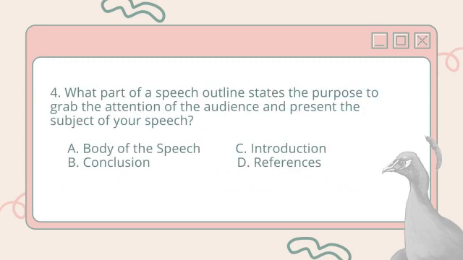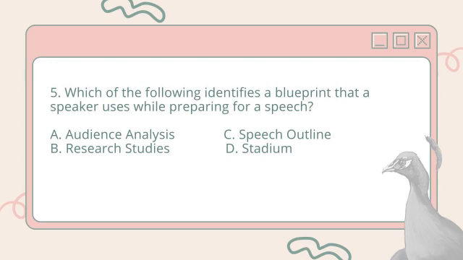Number 4. What part of a speech outline states the purpose, grabs the audience's attention, and presents the subject of your speech? A. Body of the speech. B. Conclusion. C. Introduction. D. References. Number 5. Which of the following identifies a blueprint that a speaker uses while preparing for a speech? A. Audience analysis. B. Research studies. C. Speech outline. D. Stage room.